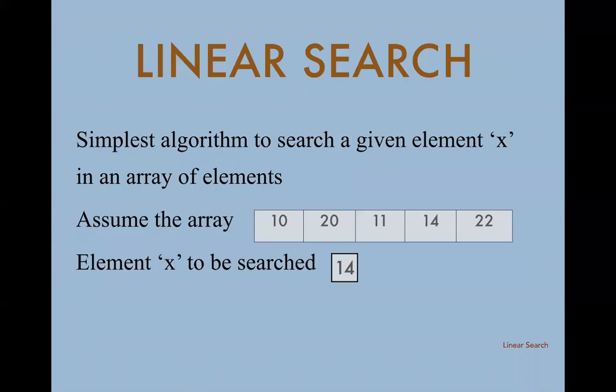Hi. So in this video, we are going to see about linear search. Linear search is the simplest algorithm to search a given element X in an array of elements. So we're going to search X in an array using the linear search algorithm. For example, we are going to take the array as this, and the element X to be searched is 14. So we are going to search 14 in this array using the linear search algorithm.